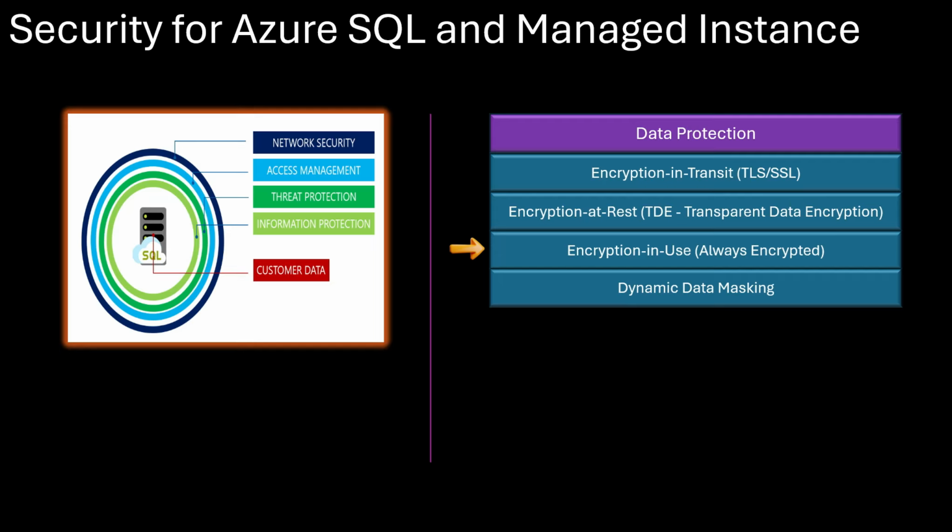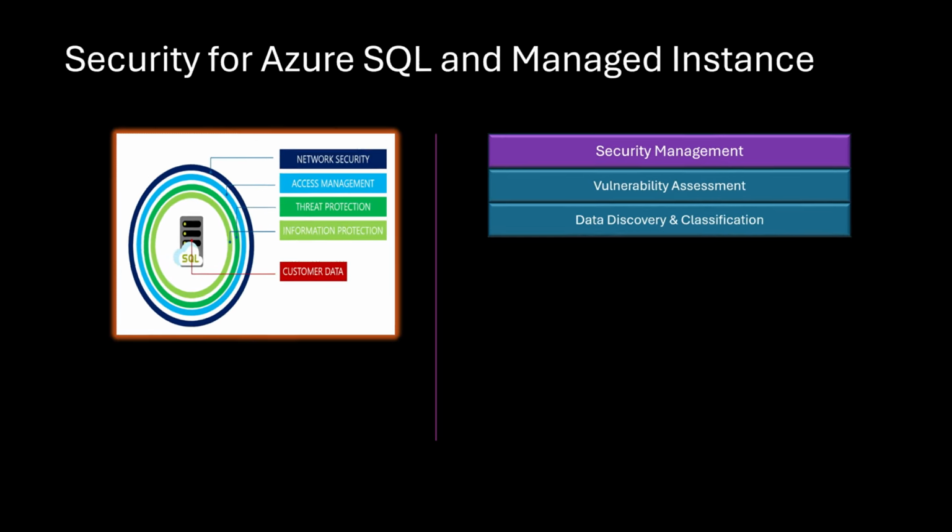Next one is encryption in use, which is also known as always encrypted. Such type of encryption protects sensitive data and also ensures even database administrators cannot see plain values. And last one is dynamic data masking. In this case, you hide sensitive data such as a credit card number from unauthorized users in query results without modifying the actual data.